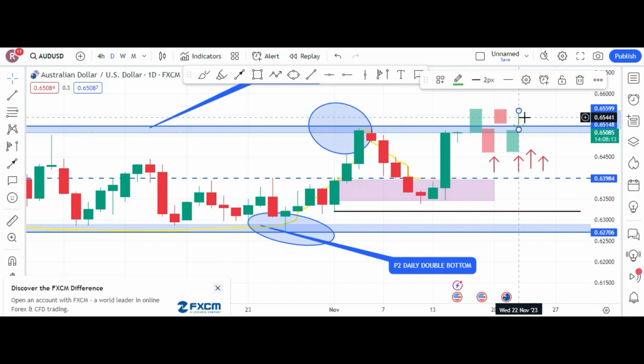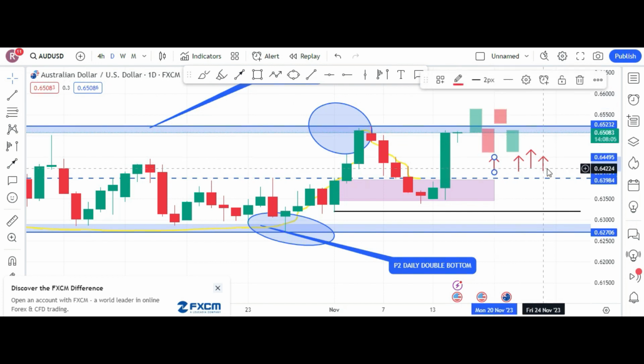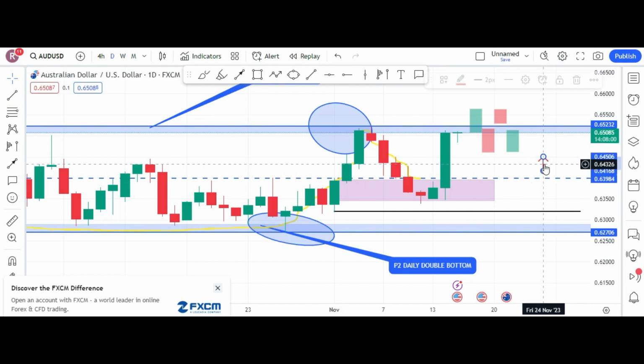So these are the two price actions through which we can determine if we will go long or if we'll go short. I hope that is clear. If any one of you thinks that it is not clear, please let me know in the comment section. I will try to explain it again.